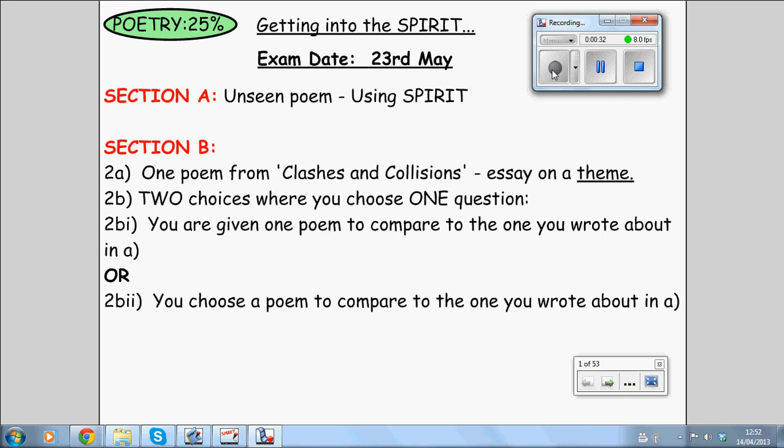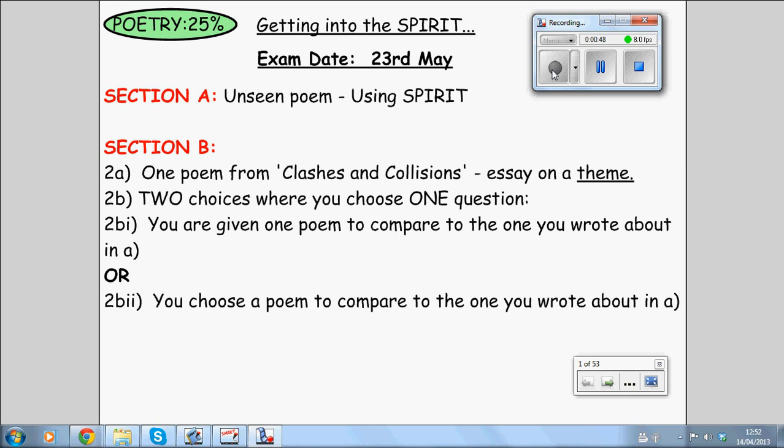Section B, you will also need to use SPIRIT, so even if you've missed a lesson or you're not sure about the poem in as much detail as you could be, then you can still use SPIRIT in the exam to work out what you could say about it.